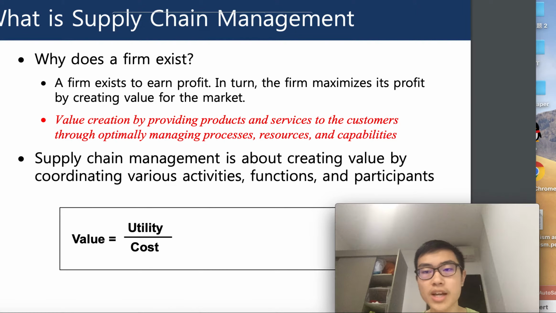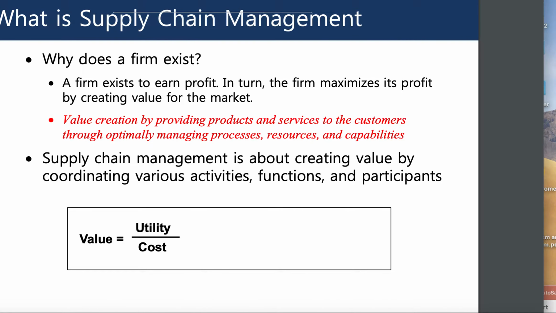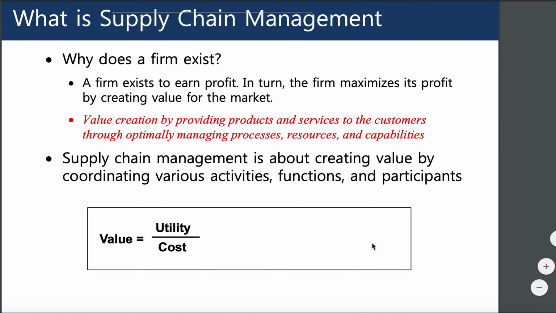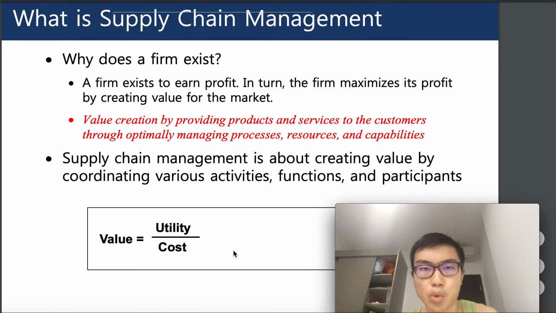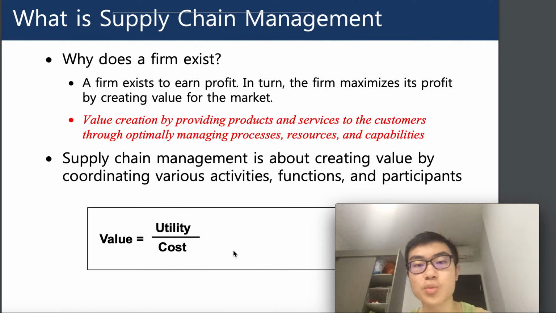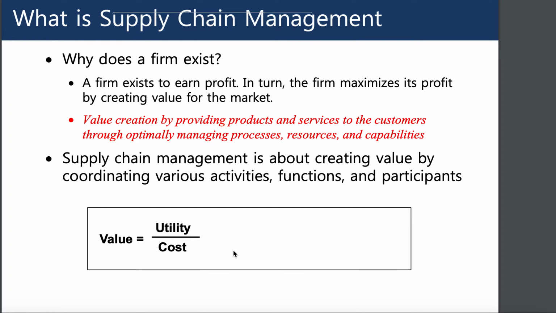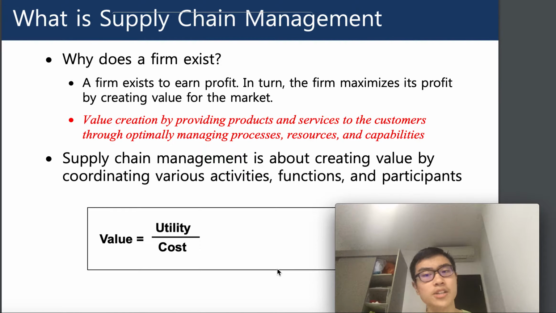First of all, supply chain management is a really large field of study in business. Supply chain management is basically the process of creating value by providing products and services to customers through optimally managing processes, resources, and capabilities. It is really important because it is the whole process from procuring and acquiring raw materials, to manufacturing, to delivering these products to your end customers. Definitely this is a process that's relevant to every aspect of a business.